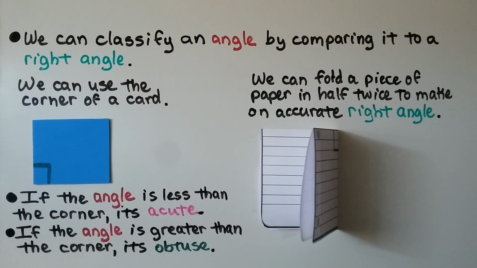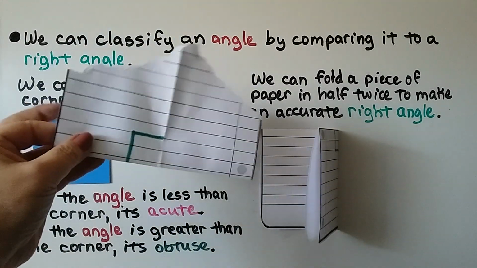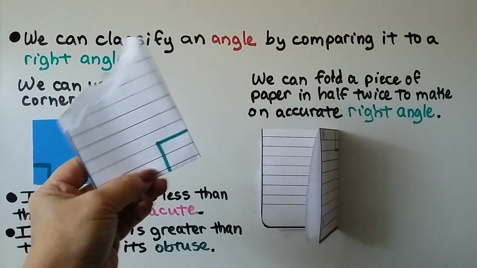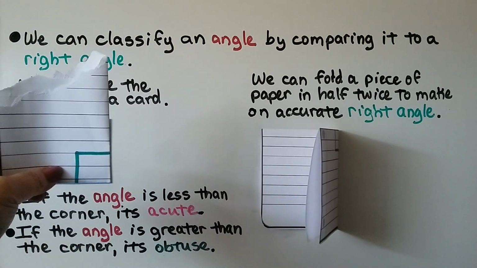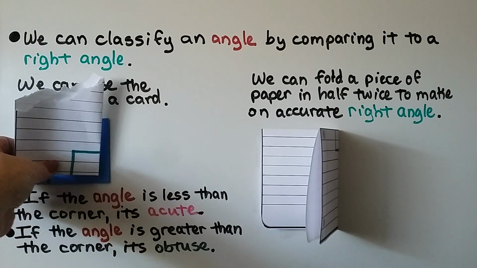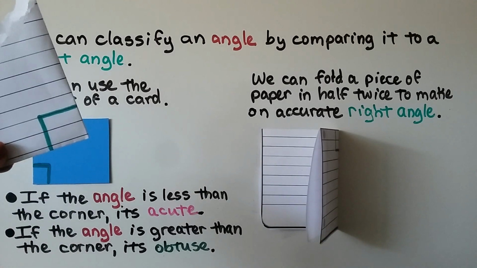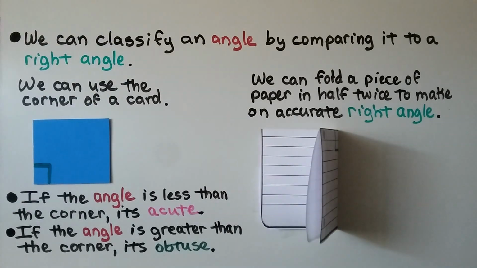And the reason we fold it in half twice is you could fold it in half once if you've got a new piece of paper, but if you've got a piece of paper that's not perfect, you fold it in half, then you fold it in half again, and look, we've got a nice right angle, and we can match it to angles to see if they're right angles. See, this one's a right angle. See how it lines up? So if the angle is less than this corner, it's an acute angle. And if it's greater than this corner on our paper, it's obtuse.